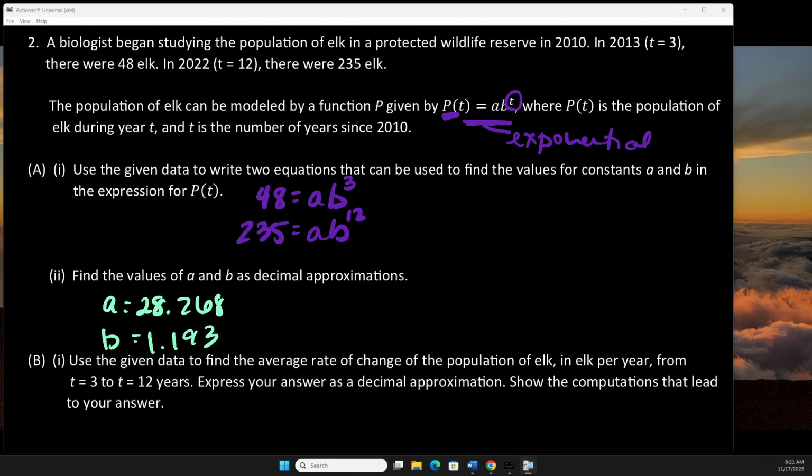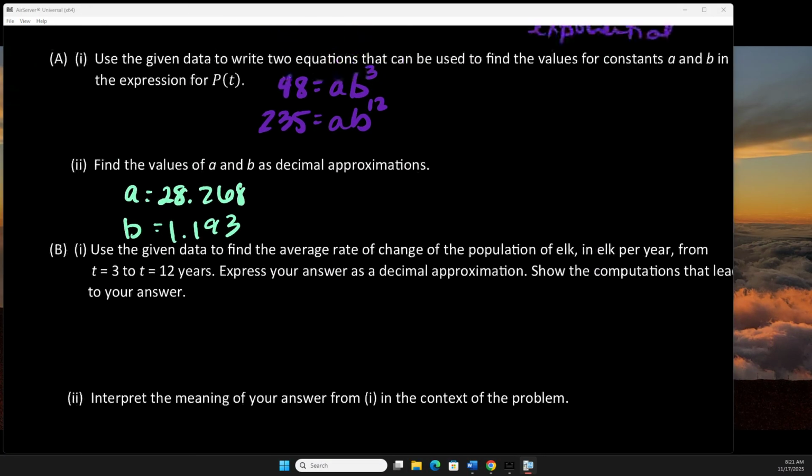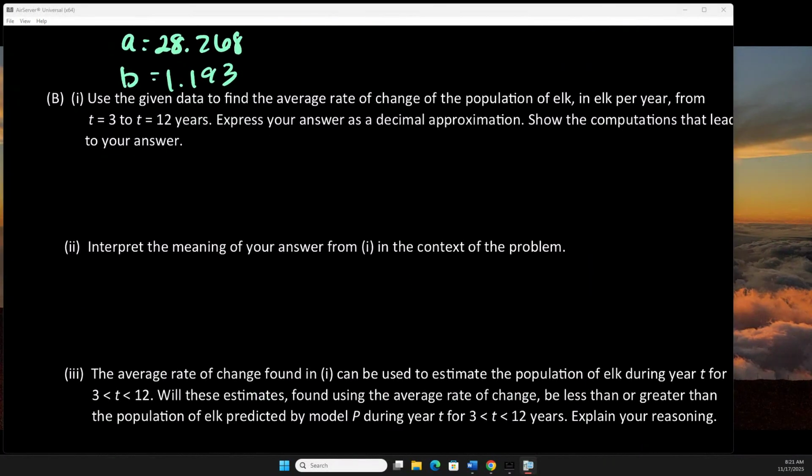Okay, and then for part B, I feel like those 2 points are really easy to get. Part B 1 and 2 aren't too terrible. 3 and then part C get a little more challenging, but you can still do it.